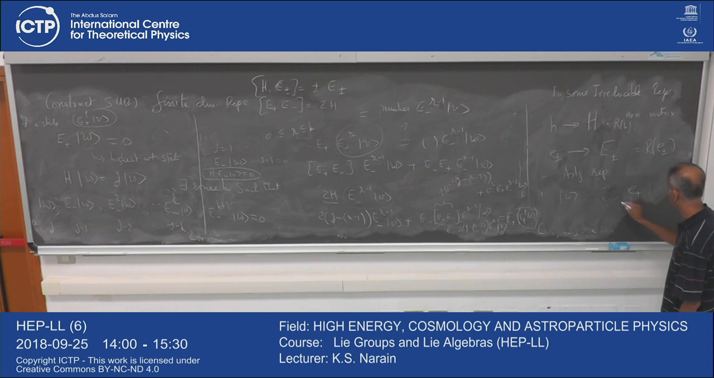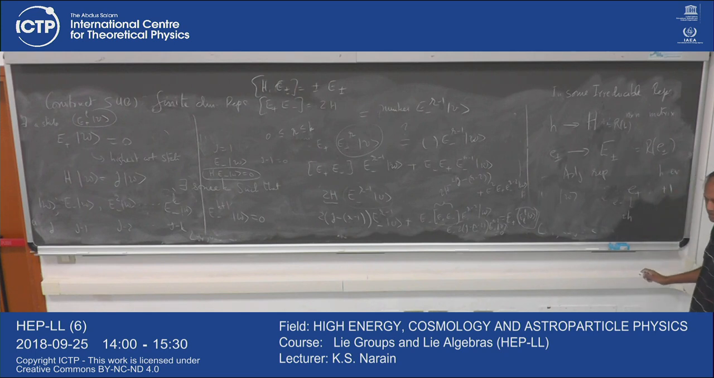Now I start applying E minus on this. The first time I apply E minus, I will just get 2H. Here I'm writing the H eigenvalues. This has plus 1. This has eigenvalue 0, but the state is not 0, you see. The state is H actually. Then I apply another E minus and I will get E minus, and that's it. That's the adjoint representation. Three linearly independent objects. This is the zero eigenvalue, but this is not zero.